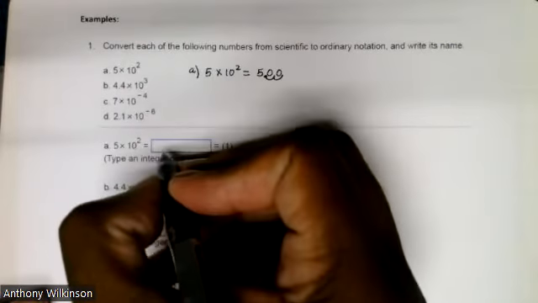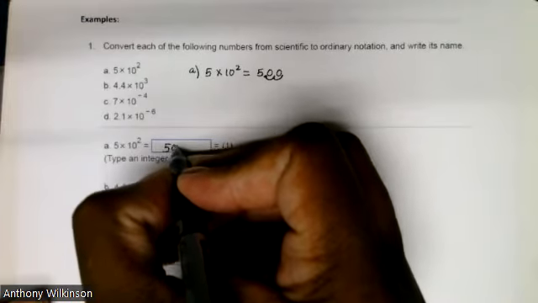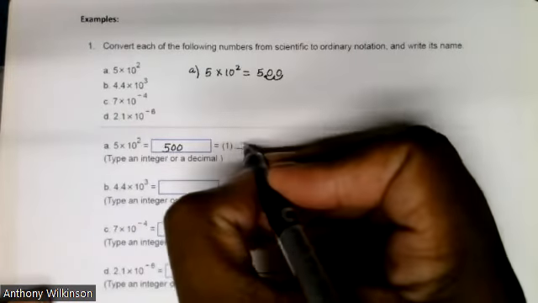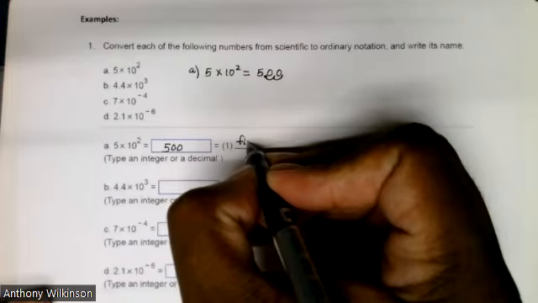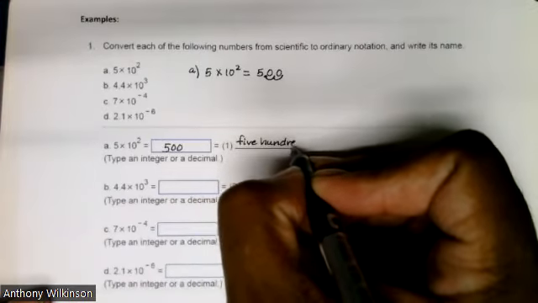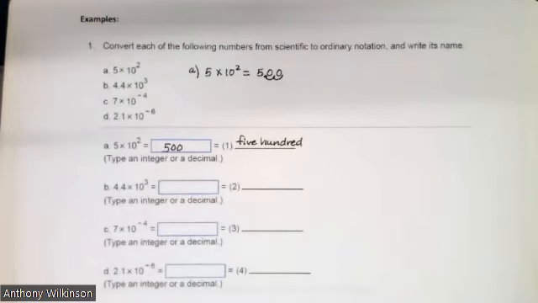So to answer that, 5 times 10 squared would be this number, 500. But in words, we're going to write that as 500.